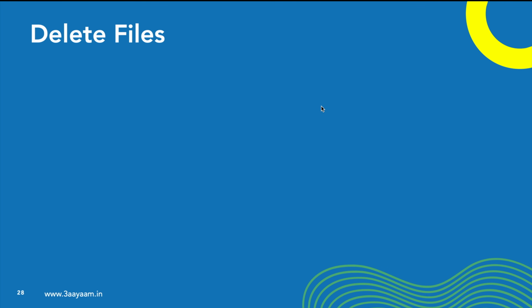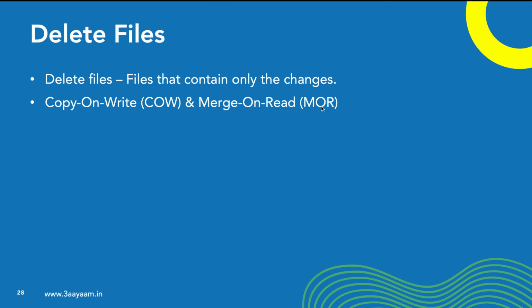Now, as I already told you about delete files, what are delete files? Files that contain only the changes. And there are 2 types of tables in Iceberg, by the way. We have something called copy on write and merge on read. So let me tell you what the differences between the two are.